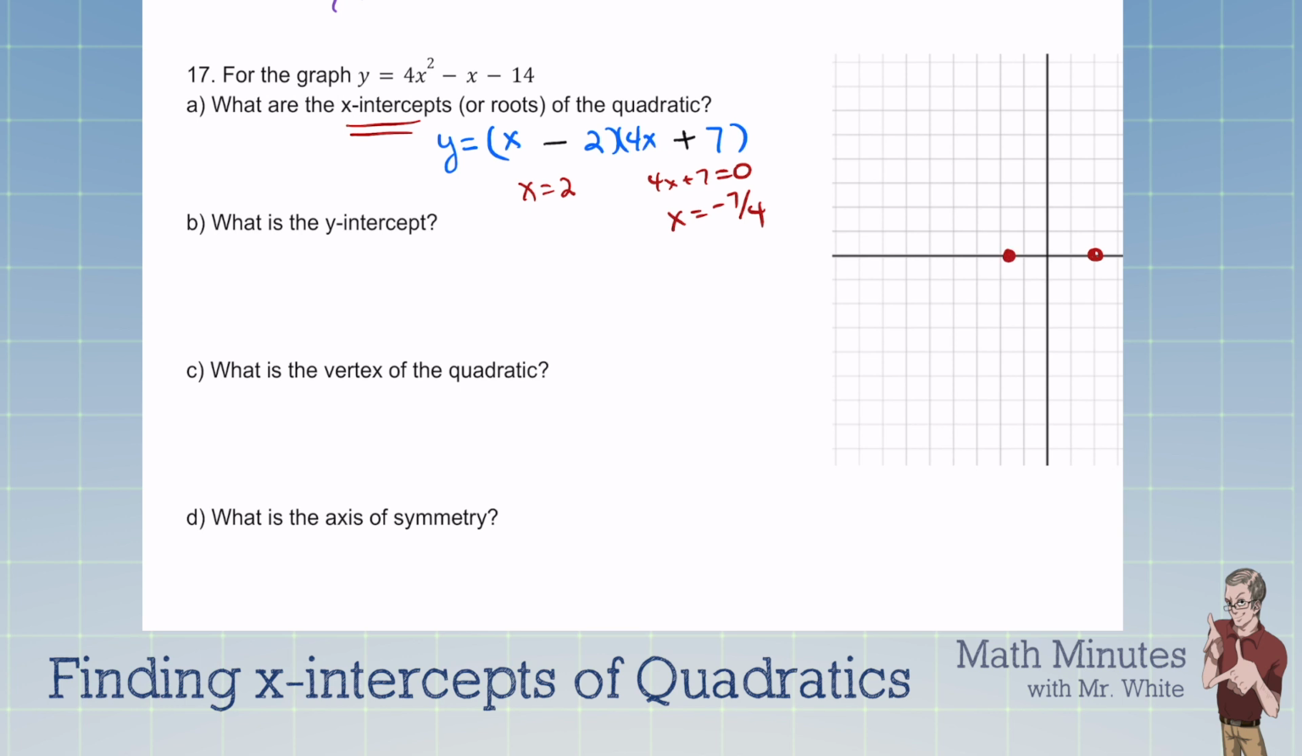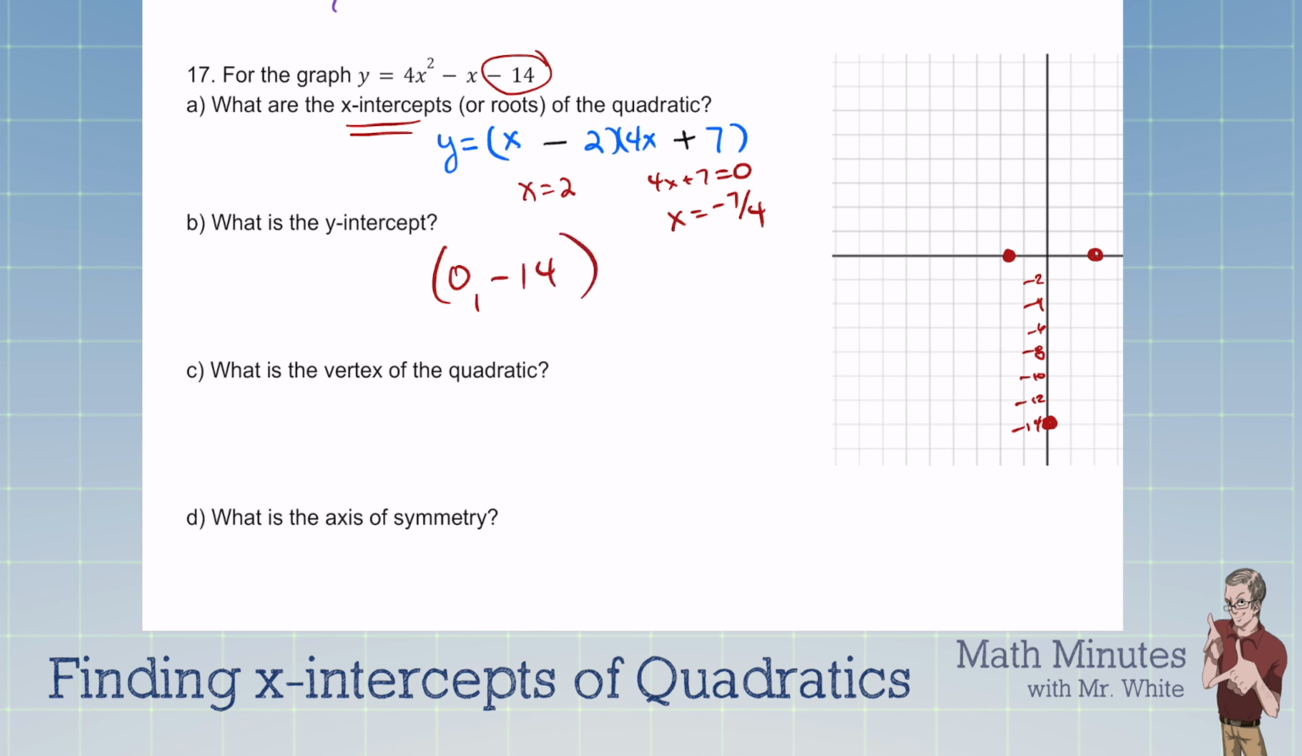Okay. Does this open up or down? Well, the 4 is positive, so it opens up. Okay, what is the y-intercept of this thing? The y-intercept is going to be at negative 14. So it's going to be way the heck off of our graph. In fact, I think I'm going to count by 2. So negative 2, negative 4, negative 6, negative 8, 10, 12, 14. There's my y-intercept. So that would be 0, negative 14.